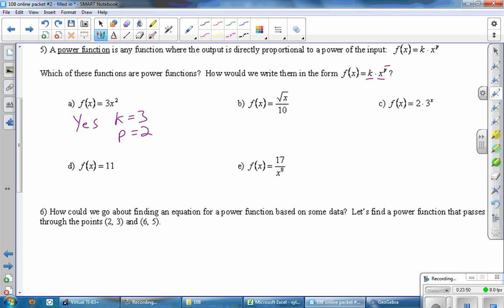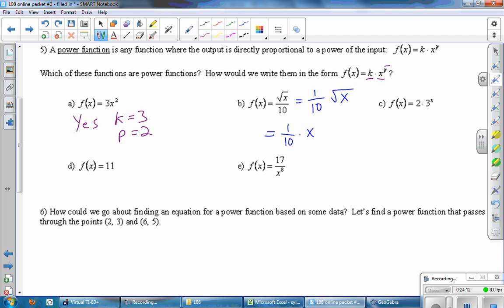Part B, square root of x over 10. Okay, it doesn't look like kx to the p yet, but we can make it look like kx to the p. So first I need a number in the front, not a number below. So if I want that 10 to move to the front, then I have to write it as 1/10. So this is really 1/10 square root of x. And then the square root of x, it doesn't look like x to a power, but it could.